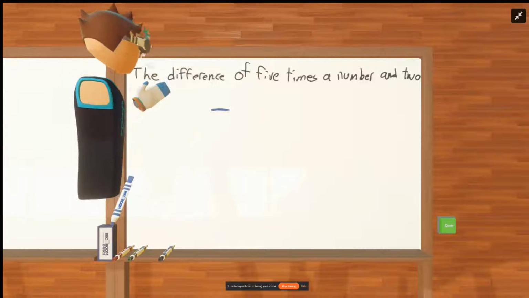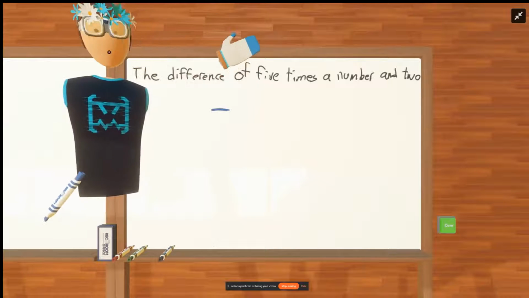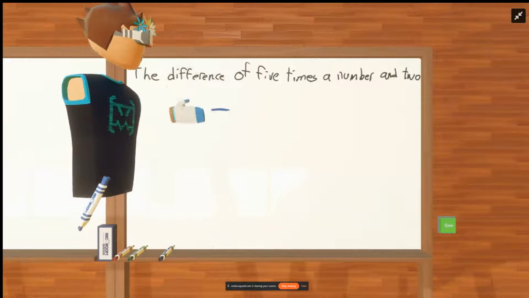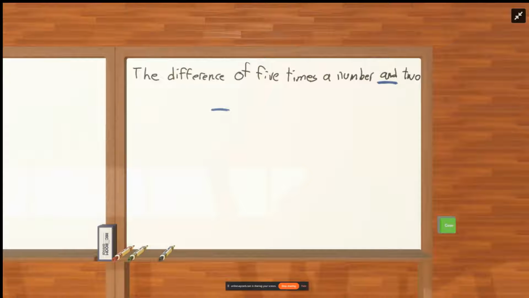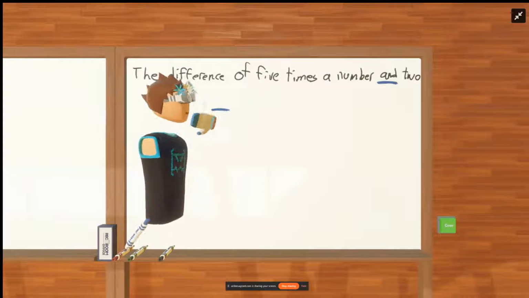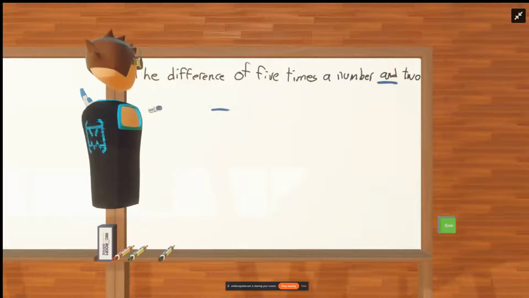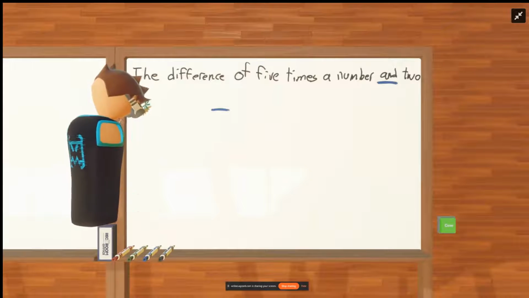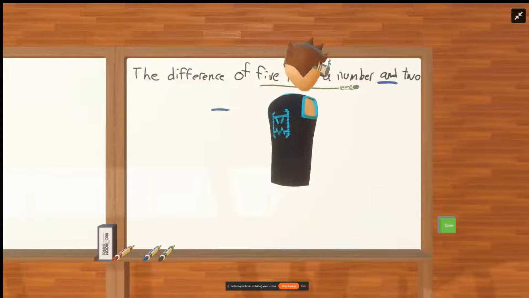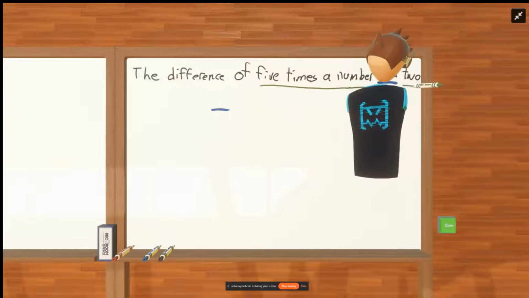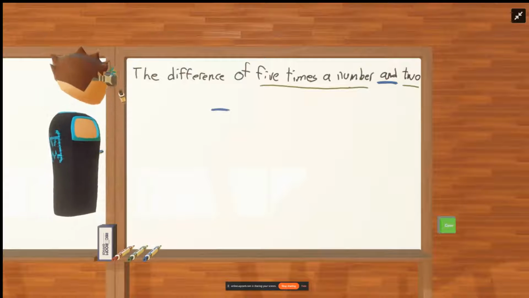So we can start by saying, oh, well, it's the difference of 5 times a number and 2. With these kind of statements with difference, you always want to look for the and, right? Because that's going to tell you where to look for the two sides of the difference. So if we look, we've got this 5 times a number on the left side of the and, and then we have 2 on the right side. So we can translate that down into this. And we can just say 5 times a number.